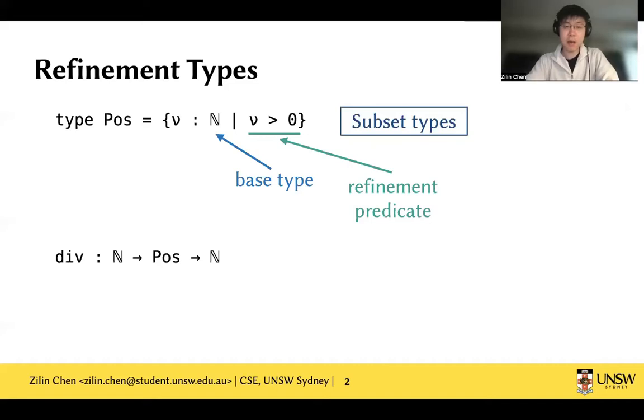What is good about this type? When we use this type in the function definition of a division function, we can know by type checking that the divisor is never 0. So division by 0 exception can never happen.